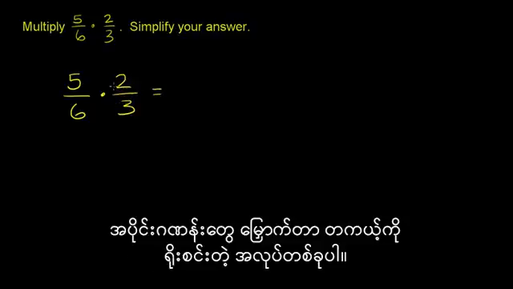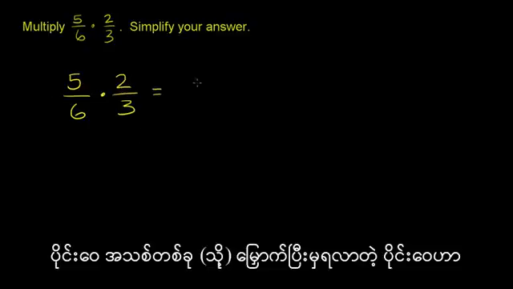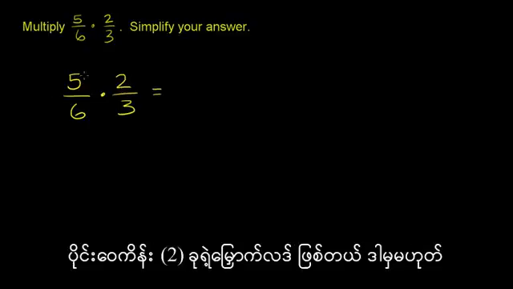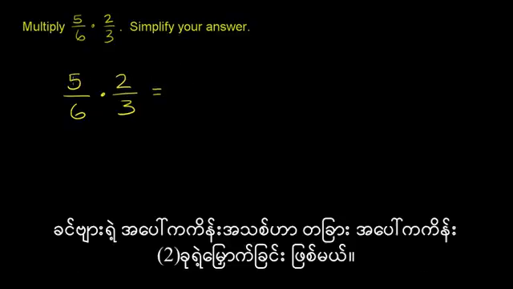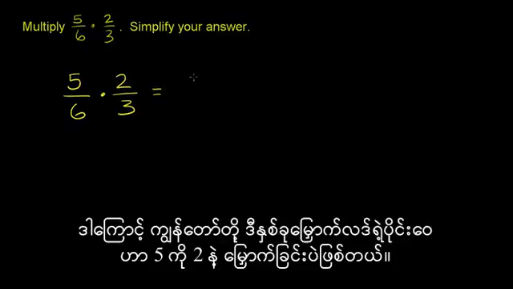Now, when you're multiplying fractions, it's actually a pretty straightforward process. The numerator of the product is just the product of the two numerators, or your new top number is the product of the other two top numbers. So the numerator in our product is just 5 times 2.